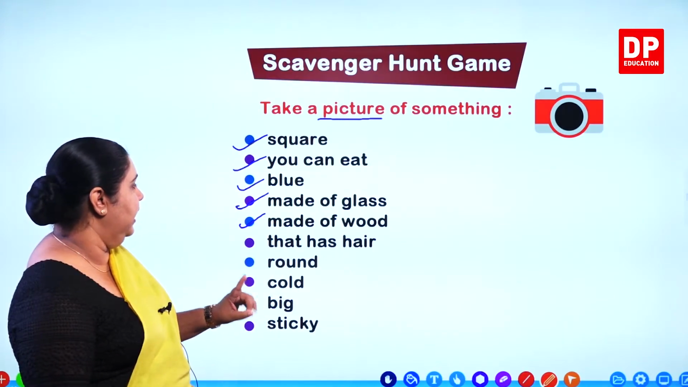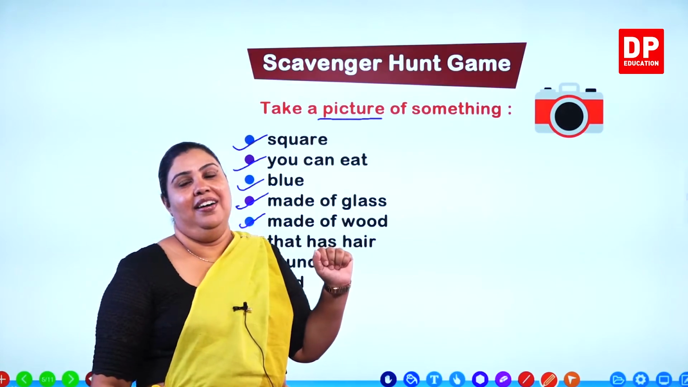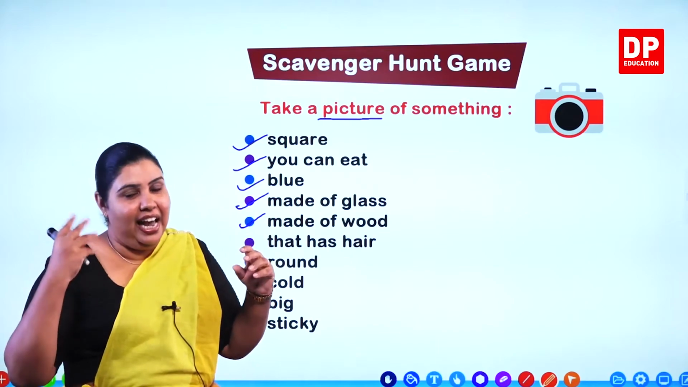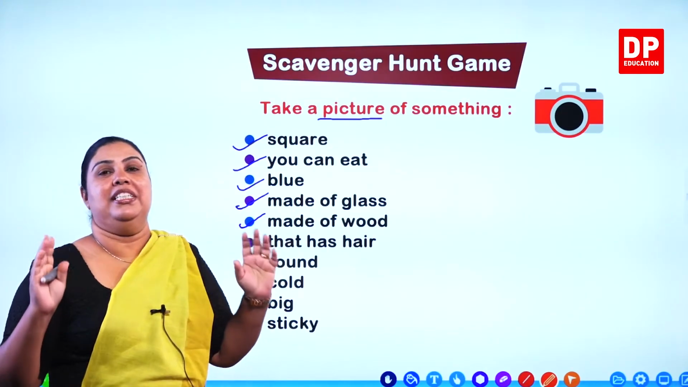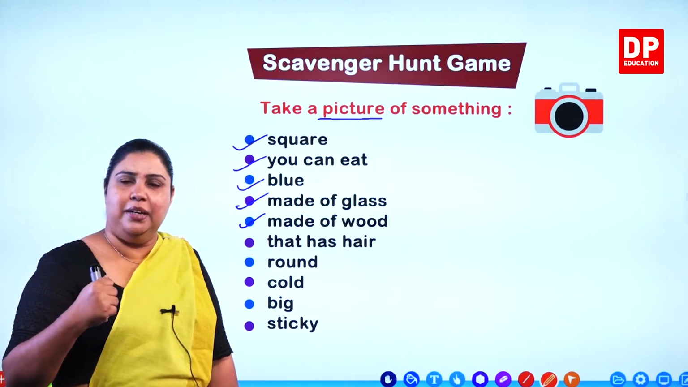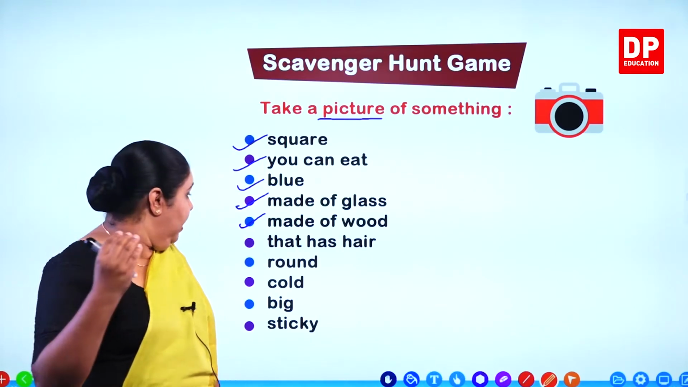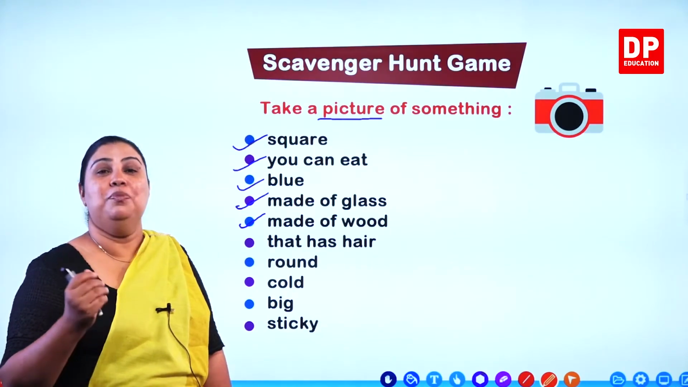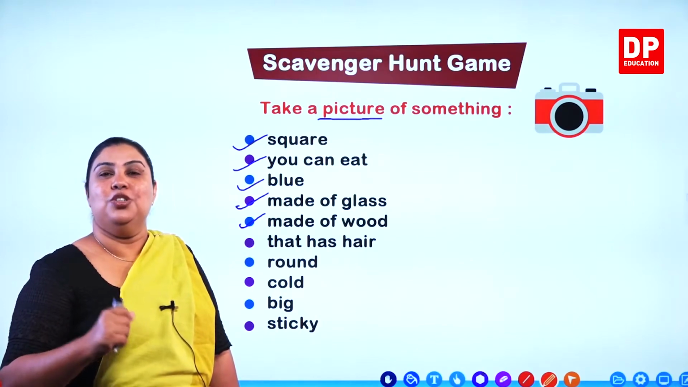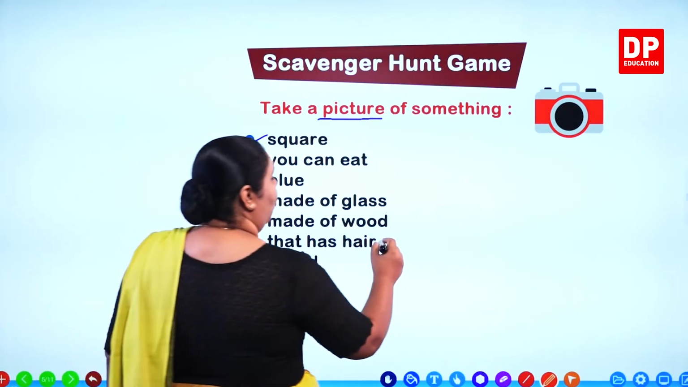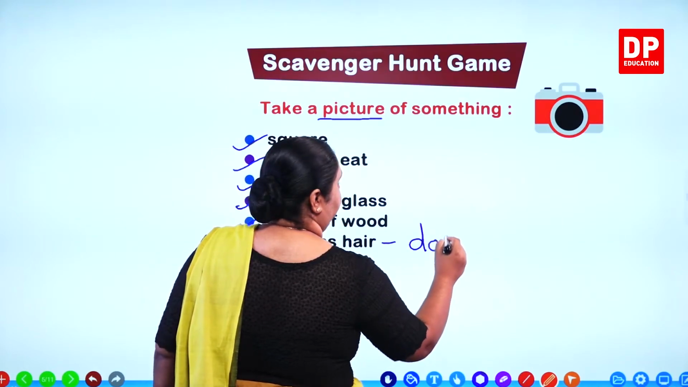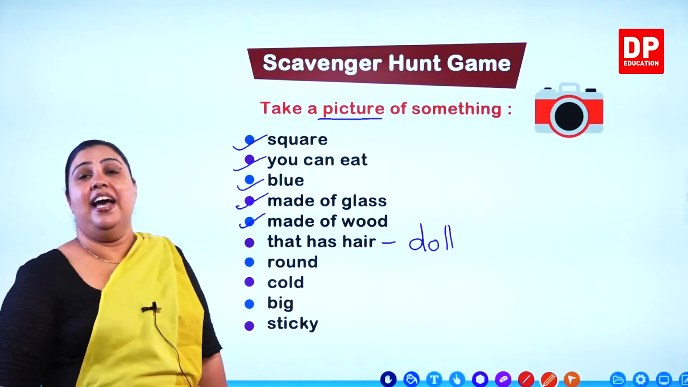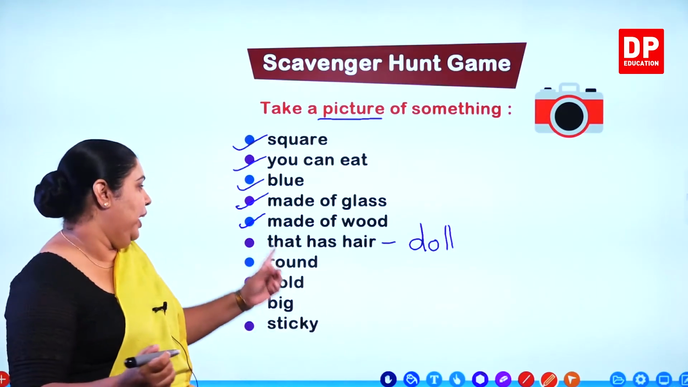Take a picture of something that has hair. What are the things that you can take pictures of that have hair? What about your doll? Your dolls have hair, don't they? So maybe you can take a picture of a doll. You can take a picture of a doll, something that has hair. So it's the doll. You can do that.